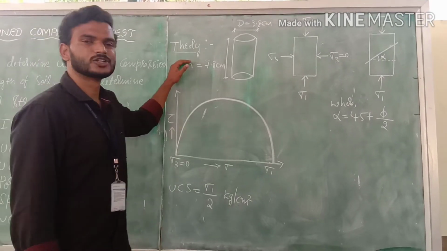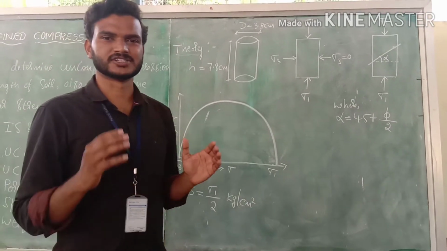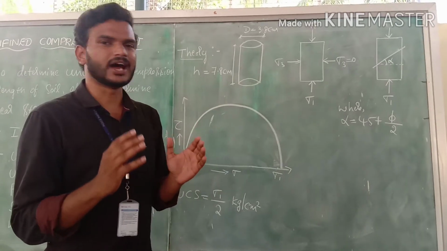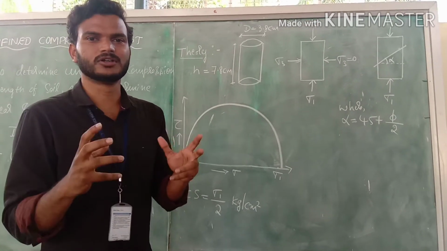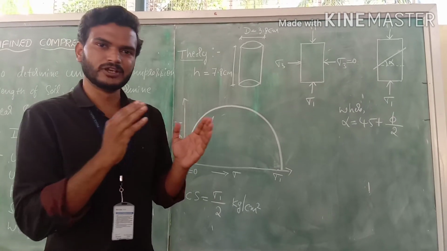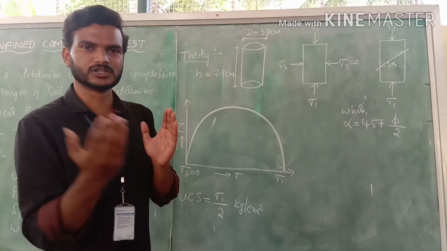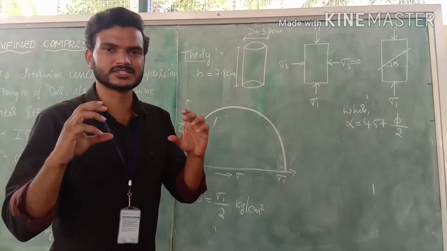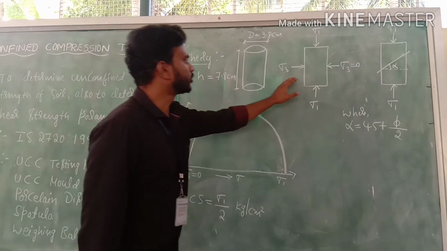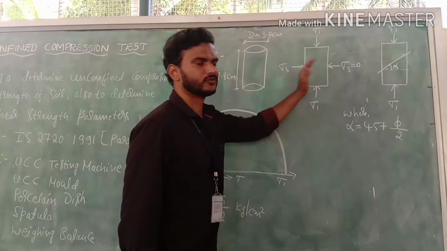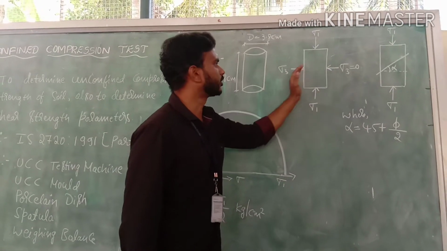Coming to the theory, the soil is very good in compression but it is weak in shear. When there is adequate confinement around the soil, the soil carries a good compressive load. But when we do not provide confinement around the soil, it carries very little compressive load. Here in this test, around the soil specimen there is no confinement. We are not providing confinement around the soil.